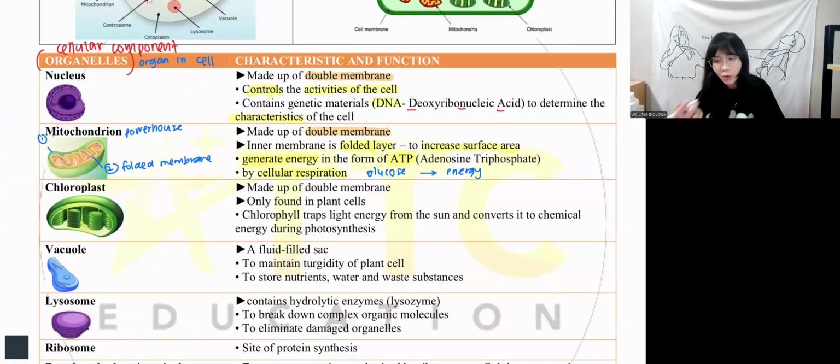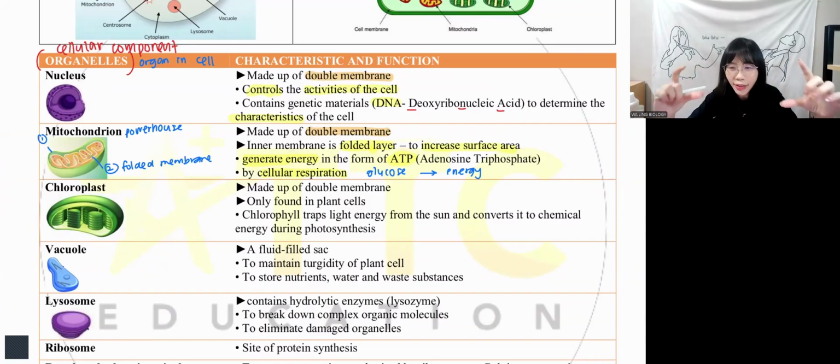Your parents will always tell you, if you don't eat rice, you have no energy. Have you guys heard of this? If you eat rice, you have energy. If you don't eat rice, you have no energy. Now where does this saying come from? Because your rice is glucose. Glucose will form into energy, not just rice, guys.